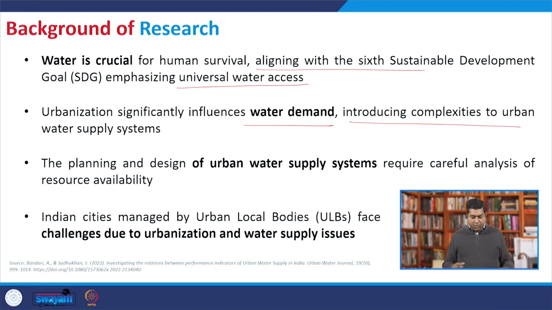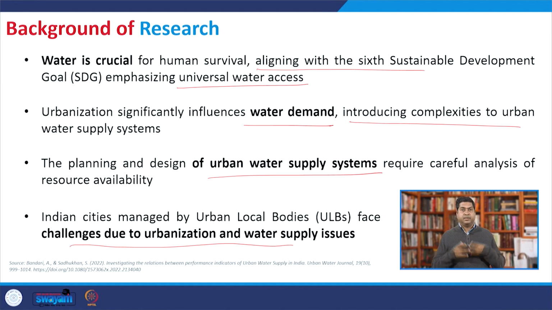The planning and design of urban water supply systems require careful analysis of resource availability. Indian cities managed by urban local bodies face challenges due to urbanization and water supply issues. In many cases in India, what we face is the issue of water losses. Maybe it is due to poor maintenance, there are leakages, there are other issues, and sometimes there is the issue of water theft, etc.